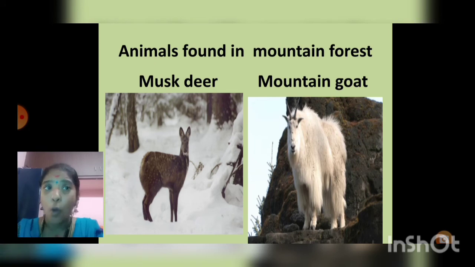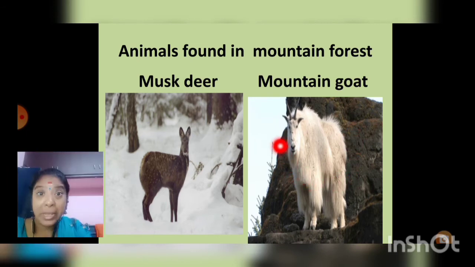The animals found in mountain forest. It's not a usual deer, it's a musk deer which is found in mountain forest. Musk deer. See, mountain goat. The name of the goat itself has mountain. Look at the appearance of the mountain goat. It's not like usual goats. It is full of fur on its body. It's because the mountain forest will be very cool and chill.